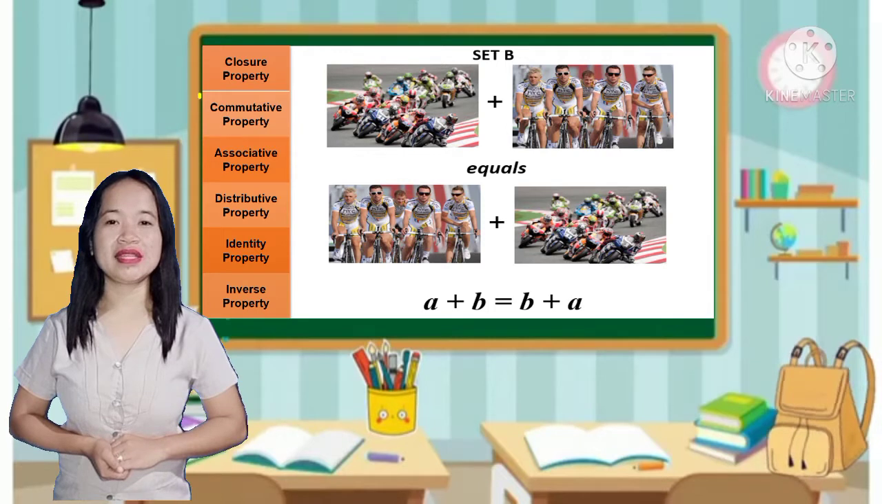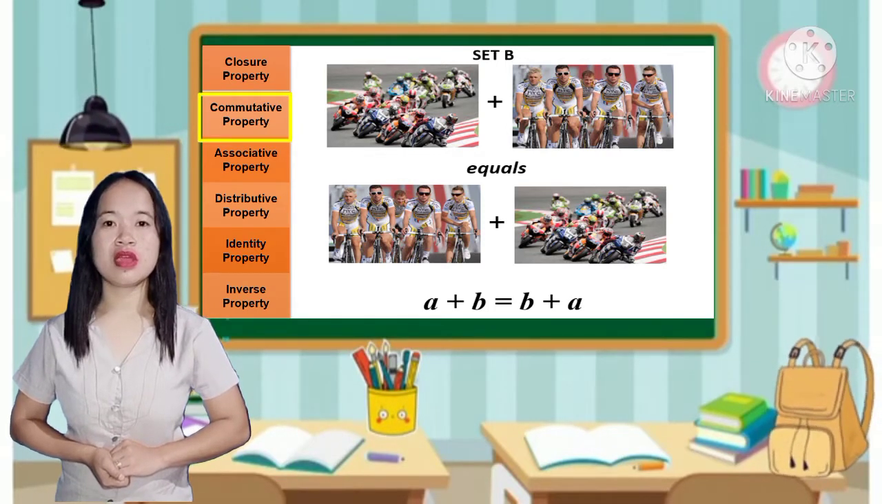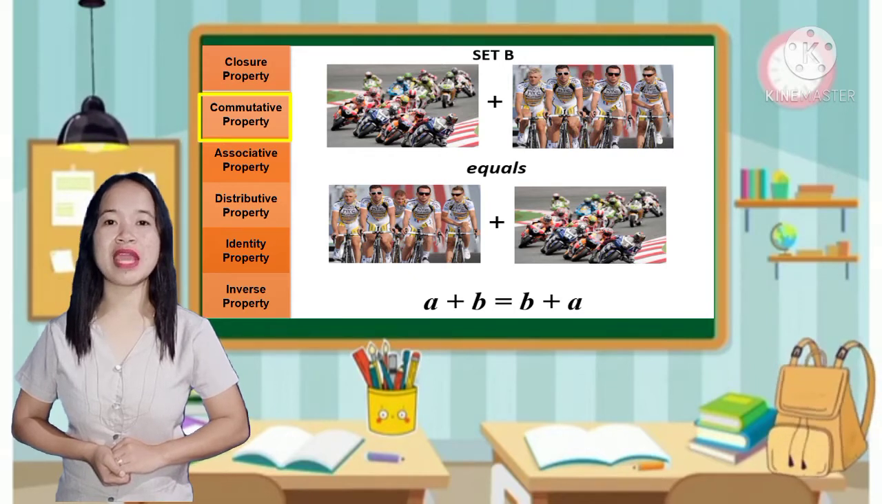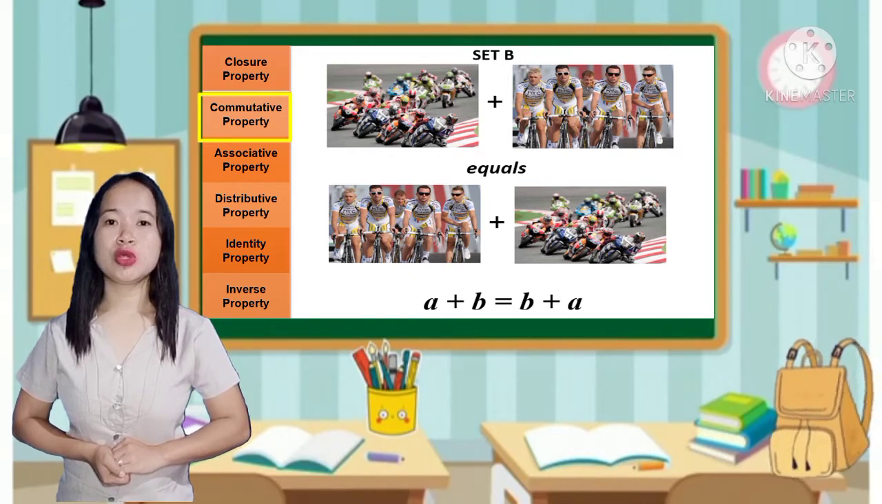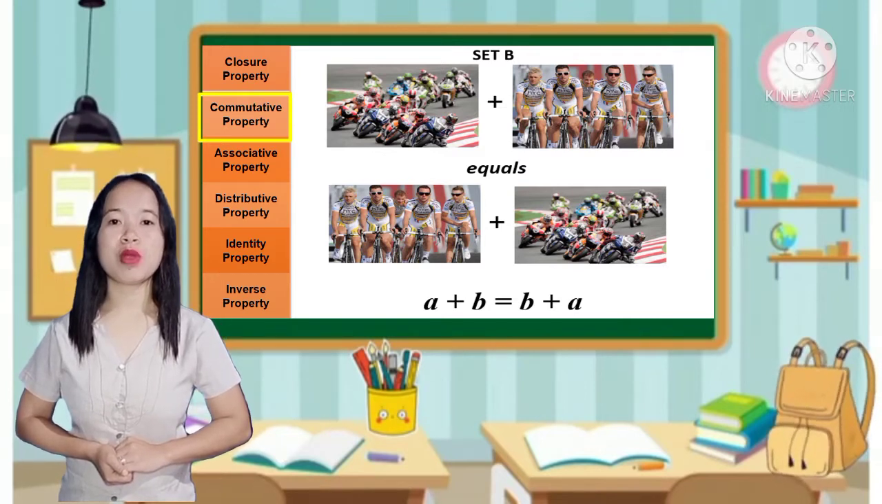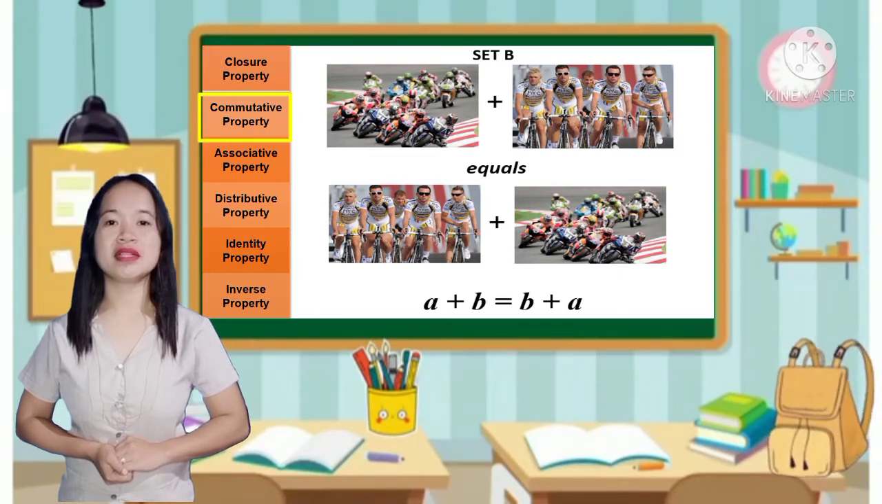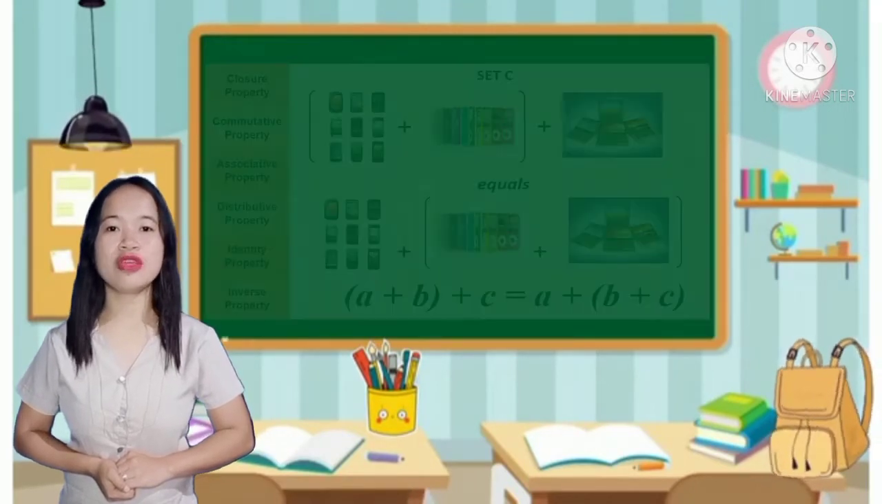The answer is commutative property. As you can see in the picture, a group of motorcycle riders added to a group of bicycle riders is equal to a group of bicycle riders added to a group of motorcycle riders. Now let's have the third one.